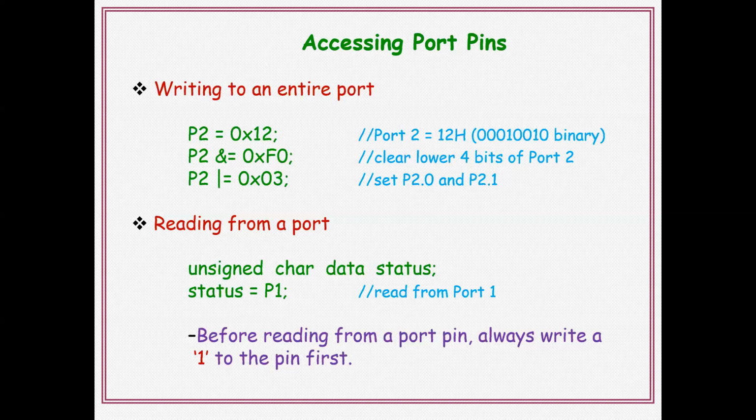Next one is accessing port pins. How to access port pins? First one is writing to an entire port. Port 2 equal to 0x12. 0x indicates a hexadecimal value representation in C. So port 2 is initialized with the value 0x12.